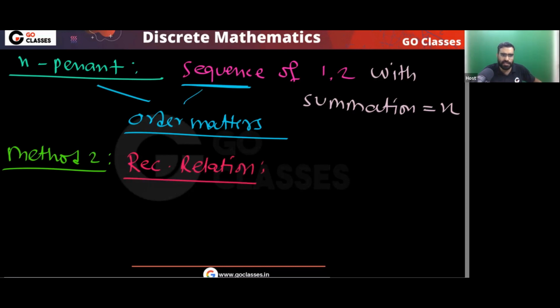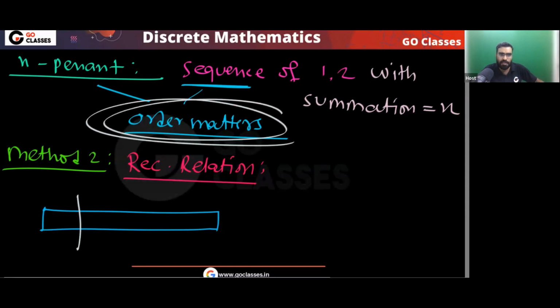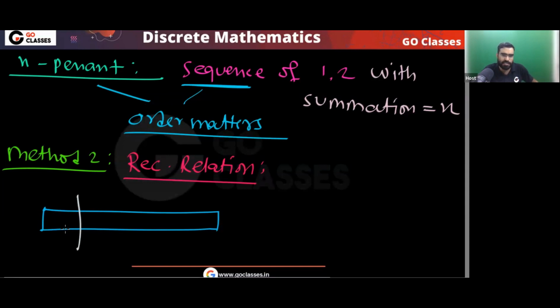Okay, let's create a recurrence relation for this. You tell me one thing. Here order matters, right? So what I put on the first position, that matters or not? Tell me. Simple question I am asking. What I put in the first position, that matters, correct? Okay. In the first position, what are the choices? I want to create a recurrence relation for n-pennant.